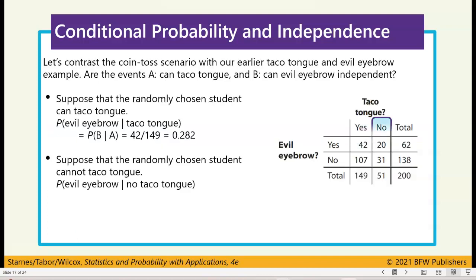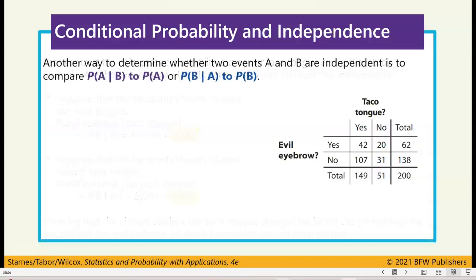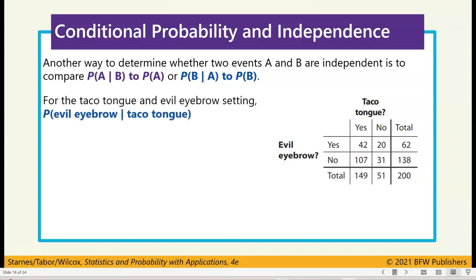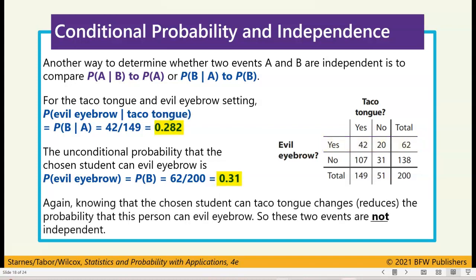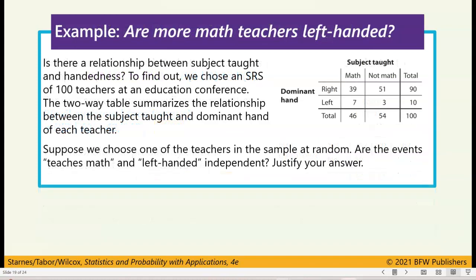If you test that, which is easier to test than what they did, you're going to see that, oh, is that what they're doing now? Yeah, so 0.282, and that's 0.31. So those are not the same, right? Because they're not the same, those events are not independent. Evidently, the ability to taco tongue decreases the ability to evil eyebrow, potentially. So these are not independent events.